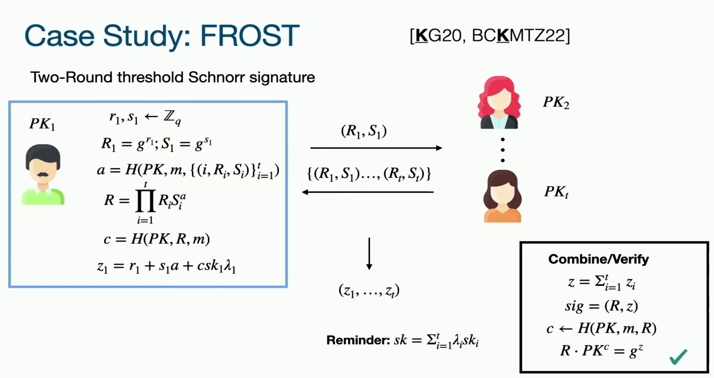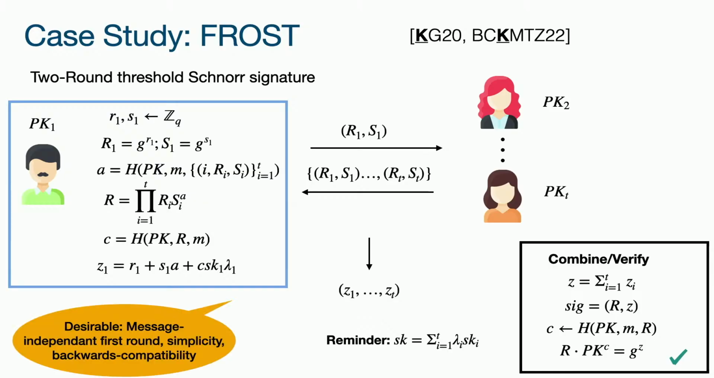Just as a reminder, you can do polynomial interpolation from Shamir secret shares, so you can interpolate to any other point. Here the secret key is just the interpolation of these secret key shares. Then our combine step takes all of the responses and sums them. Then you can verify with respect to the plain Schnorr verification algorithm. Okay, so this is Frost. The reason we like Frost in practice is that the first round is message independent. It's a pretty simple protocol, and it's backwards compatible with Schnorr.